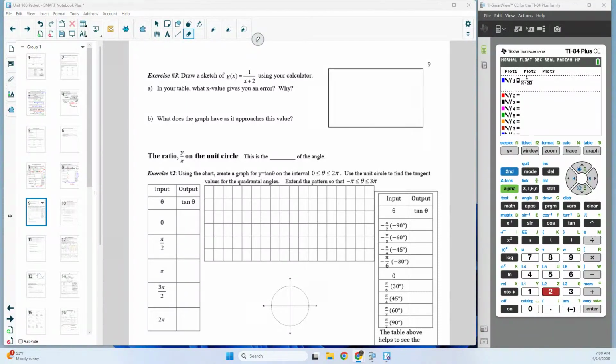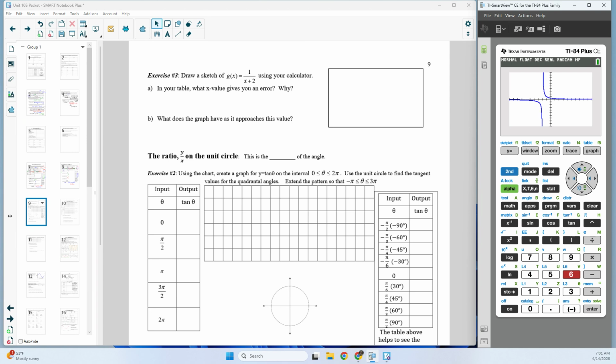Okay, before we get to our last parent function, we just have to get a little more information about what happens when I graph rational functions, which is not something you do as much in Algebra 2. It's more of a pre-calc thing, but it will help us go over soon. So first off, I already have this function in here, 1 over x plus 2. I'm going to go just to zoom 6, and we're going to draw a sketch of this graph.